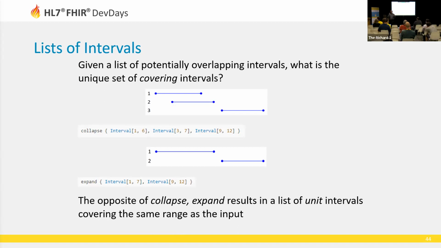So lists of intervals, like if you're calculating, say, medication reconciliation, you want to know the total duration of a set of intervals, you can ask for the collapse, and that will give you the minimum set of covering intervals for a set of intervals. That's a really common calculation in medication adherence.